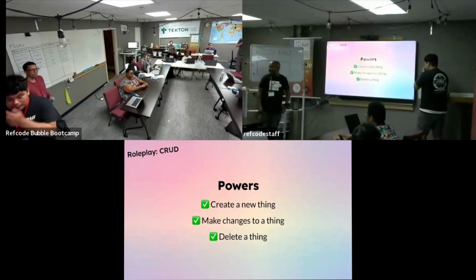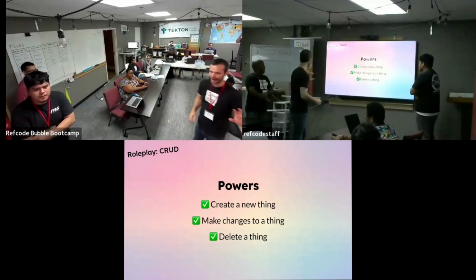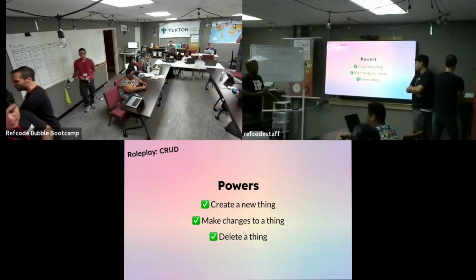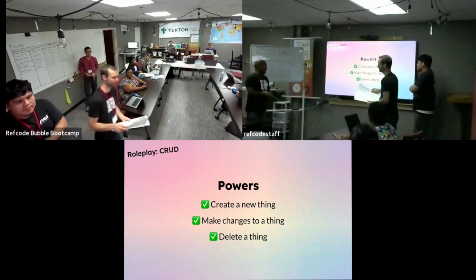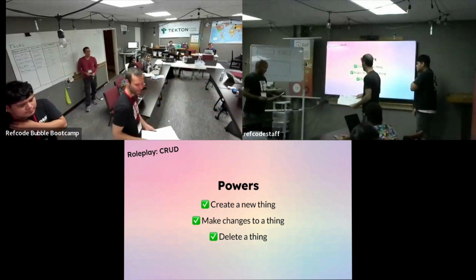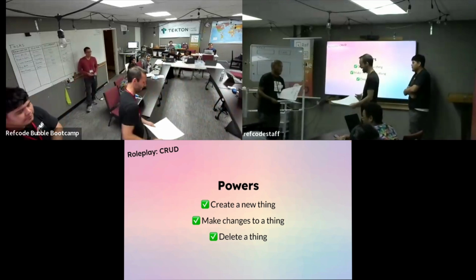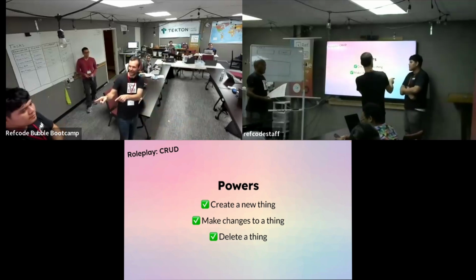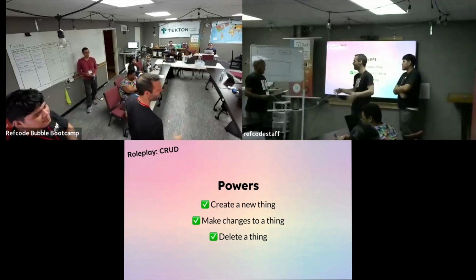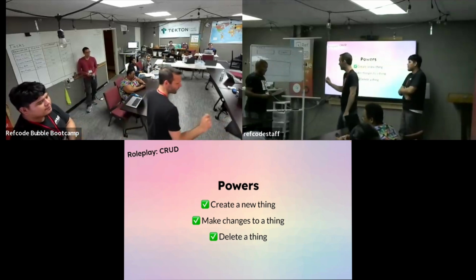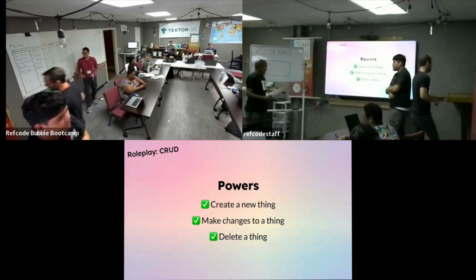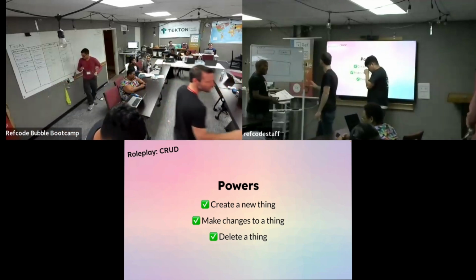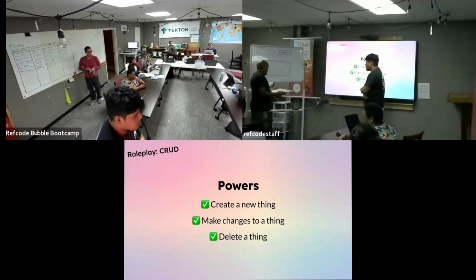Powers. So these are the powers that the app has, and mostly this is the front end that has these powers. So you have 3 big powers. Create a new thing, make changes to a thing, and delete a thing. So these are the 3 things that you can give to the internet, and the internet can give to the back end, and then the back end has to read what's on there. And I actually need to give you a marker to write on that. So here's your marker. You'll be able to write on this. Okay, so that's our powers. Next.